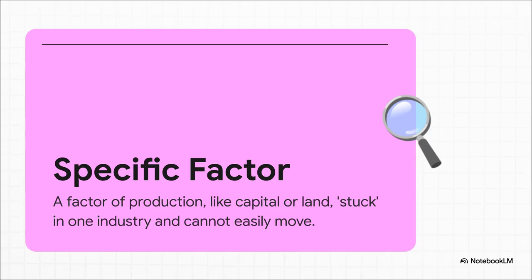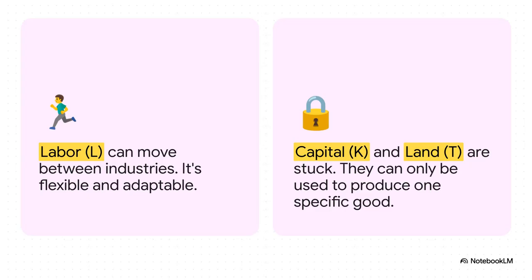Okay, so this is the absolute core idea, the thing that changes everything. A specific factor is exactly what it sounds like. It's something that is, for all practical purposes, stuck in one particular industry. Think about a huge, specialized car manufacturing plant. You can't just flip a switch and start growing wheat inside it tomorrow. It's specific to making cars. The same thing goes for a plot of farmland. It's for farming, period.